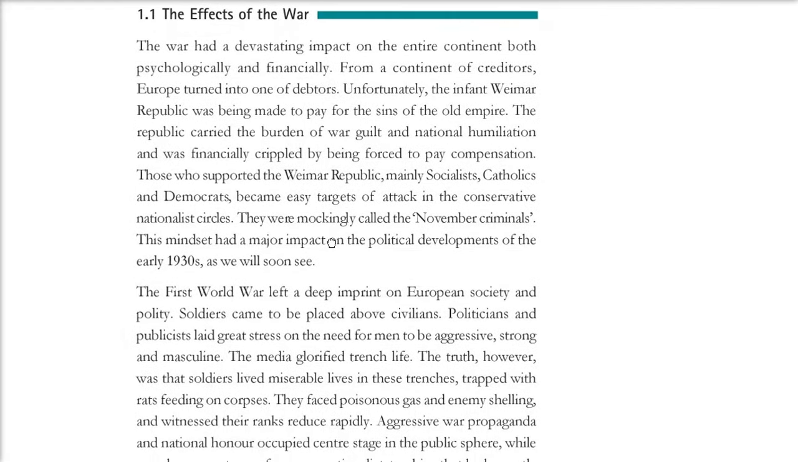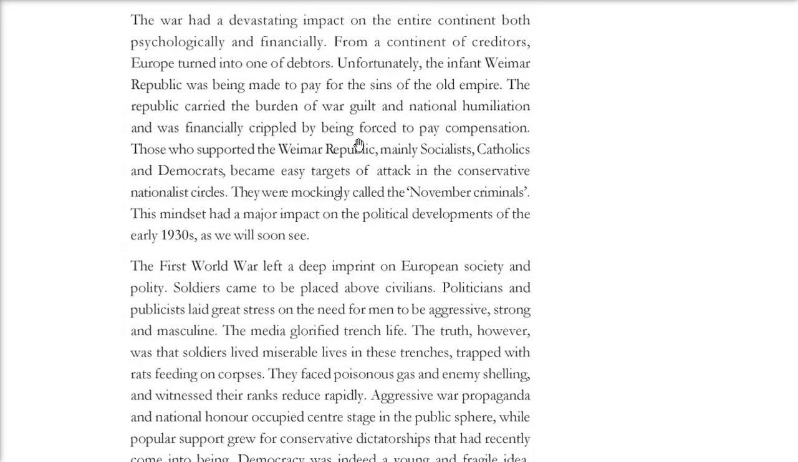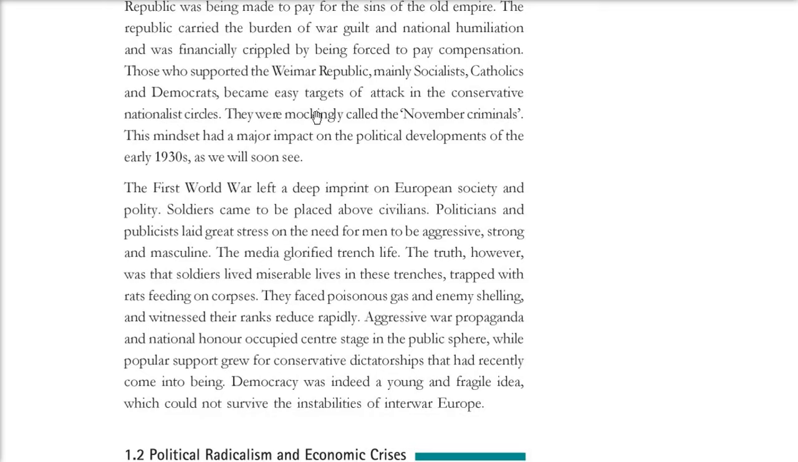So what were the effects of the war? Because Germany lost, it was financial and psychological also. Germany went to the war taking money on debt. So it was the war guilt and national humiliation, and because the Germans had to pay the compensation also. So everyone was mocking the Germans as normal criminals.